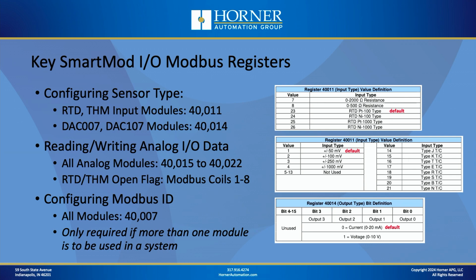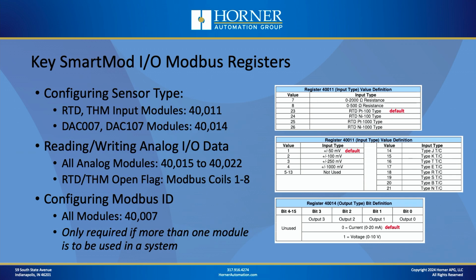Now, if you're using one of the DAC 007 or DAC 107 modules, those are configurable for current and voltage. And if current isn't what you need on each channel, then you're going to want to change Modbus holding register 40014 on those modules to set current or voltage. Again, only if the default of current doesn't match what you need.